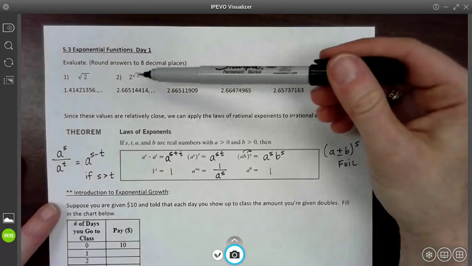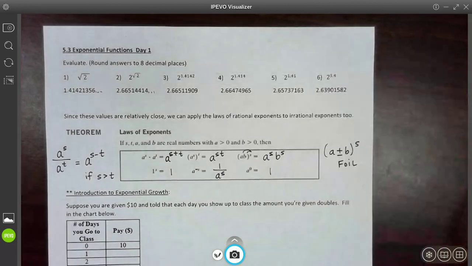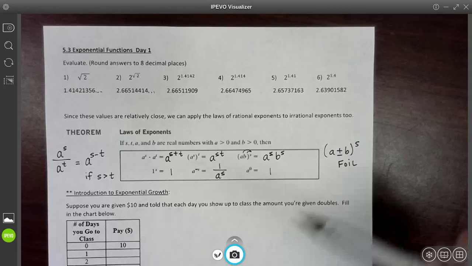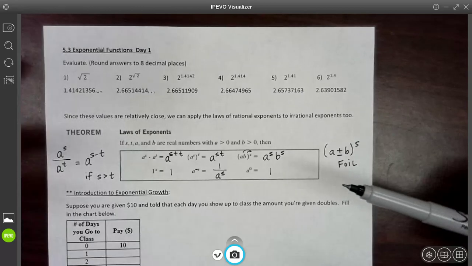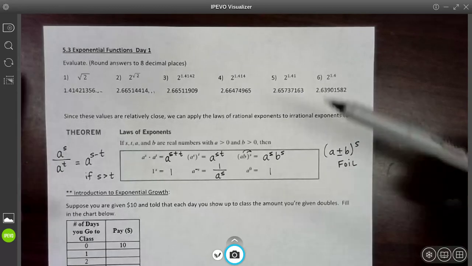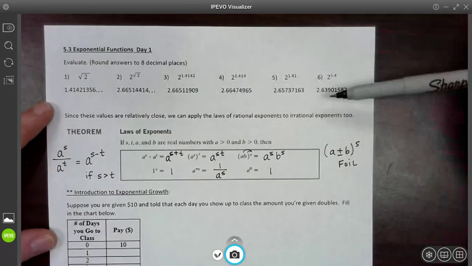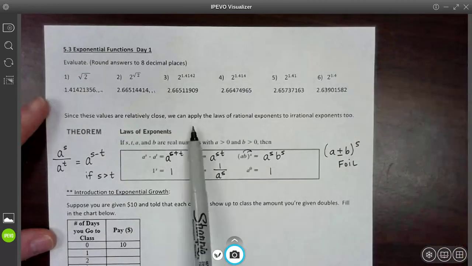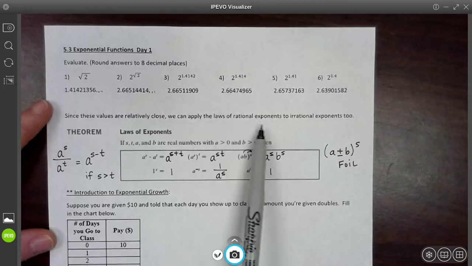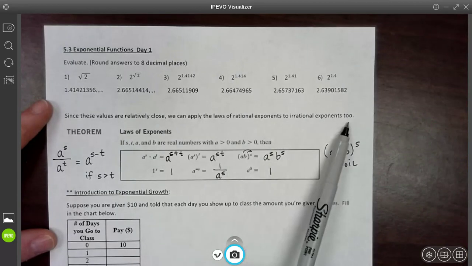So if we have to use an irrational number as an exponent, we can still use our laws of exponents on it. Normally in the past, you would only have used your laws of exponents on a rational exponent, not an irrational exponent. But there's going to come a time as math gets more difficult to use irrational exponents. They're just trying to show you that the answer isn't that far off. So now they're going to let you apply the laws of rational exponents to irrational exponents too.